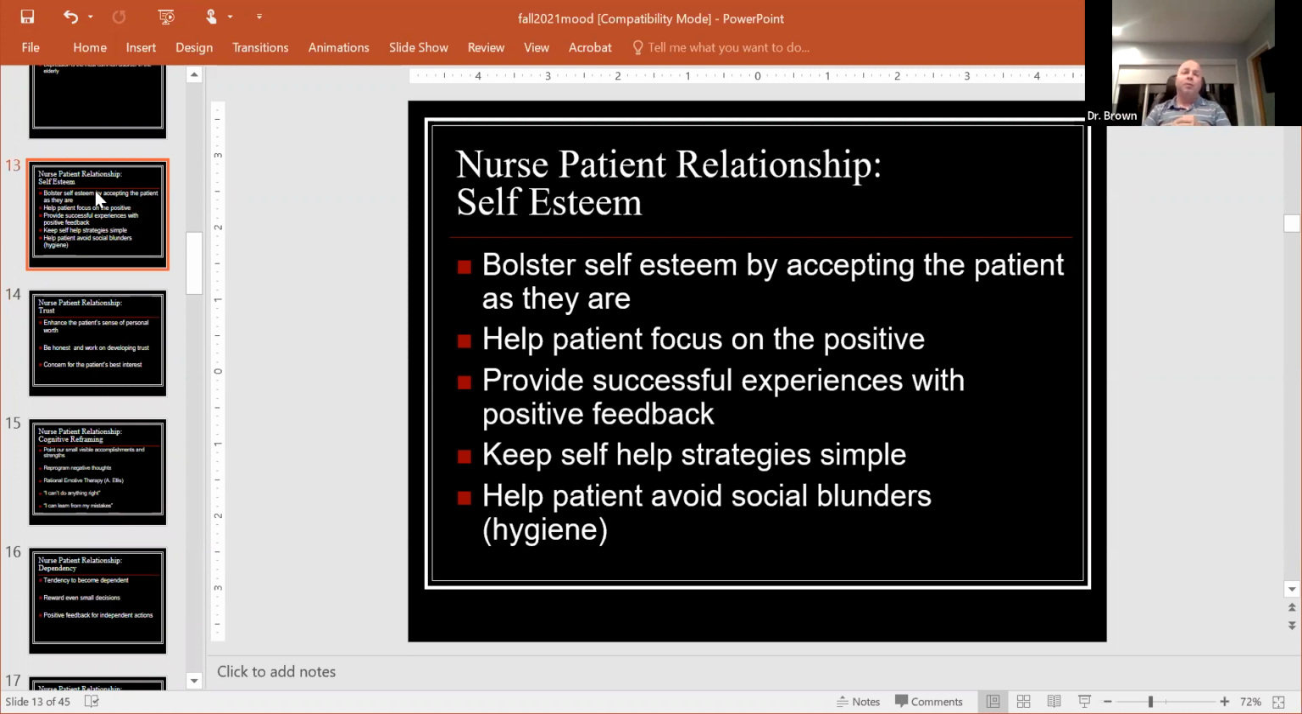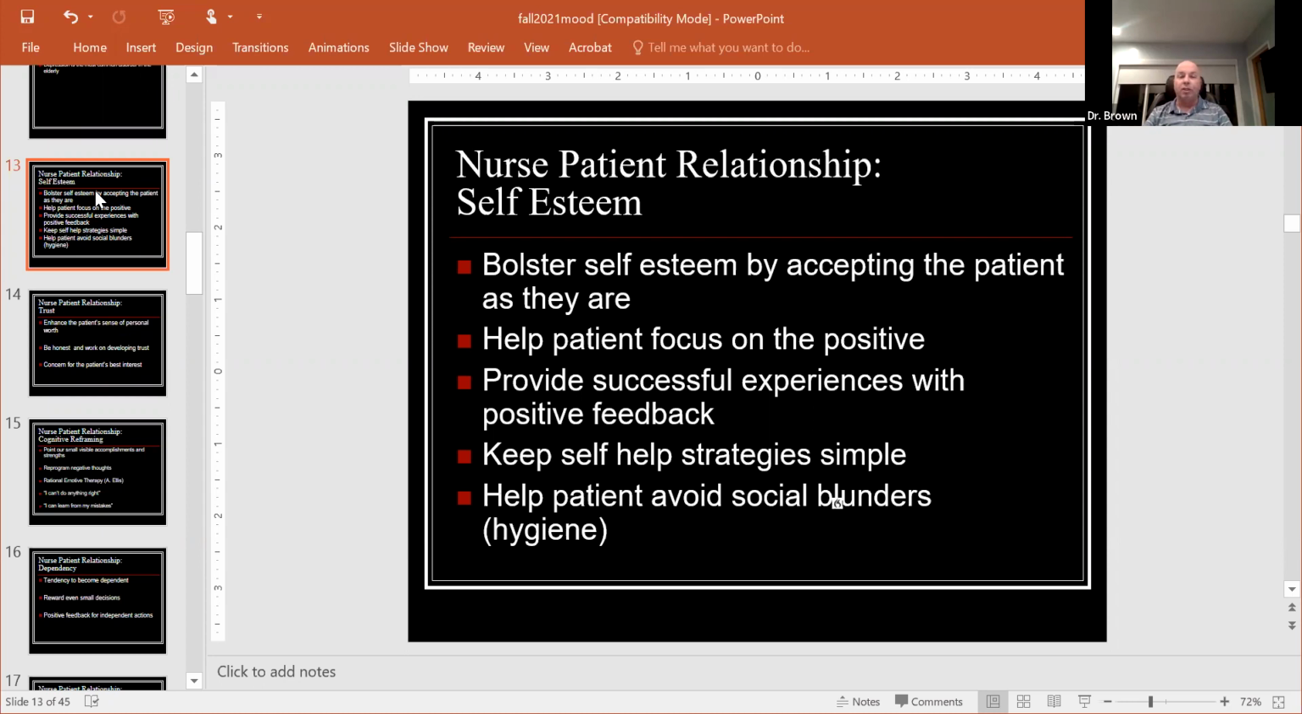So when you're dealing with somebody with depression, you want to boost their self-esteem, and you need to accept the patient the way they are. Don't go into dealing with a patient with any kind of preconceived notions or judgments. And you want to have them focus on the positive. Even when patients are in an inpatient setting, I tell them, you're here, you're safe. Let's collaborate. Remember collaboration, and work on this together. And again, positive feedback is very important. Just saying hi to somebody in the morning is very important.